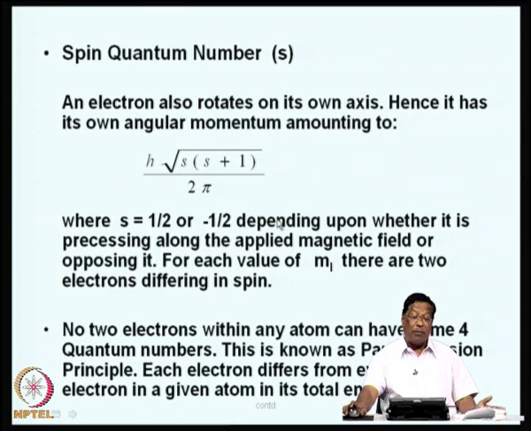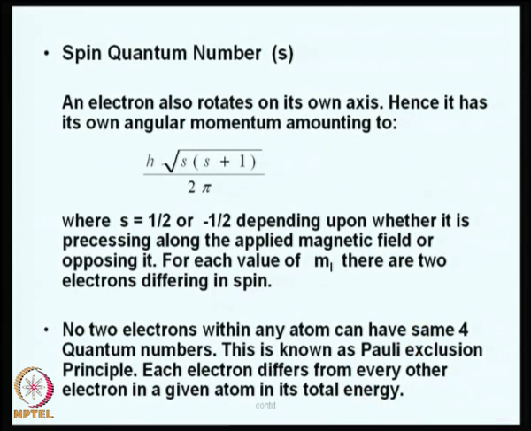And spin quantum number corresponds to a similar situation where an electron rotates on its own axis given by h into square root of s into s plus 1 upon 2 pi, where s is plus half or minus half. We will continue our class in the next class, how to look at the electronic structure of the atoms in different situations for corresponding elements, different elements.